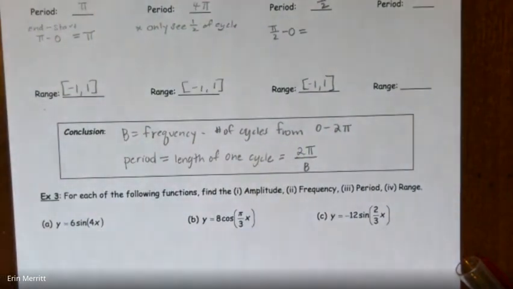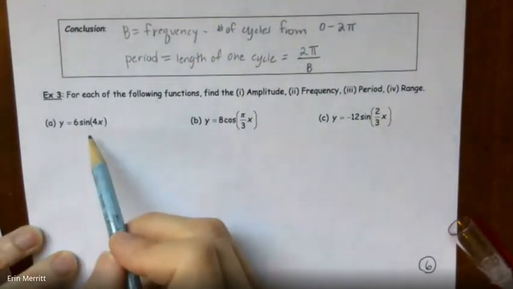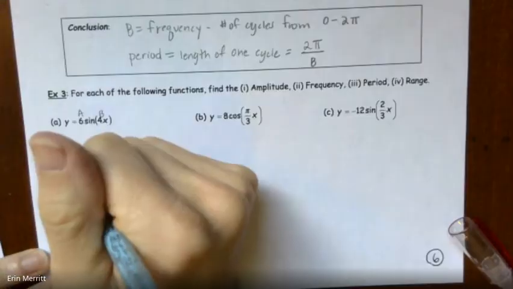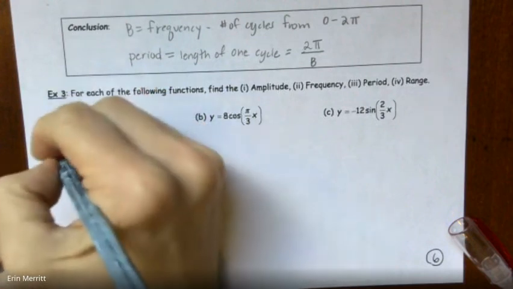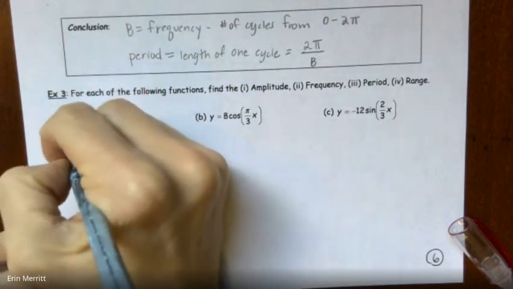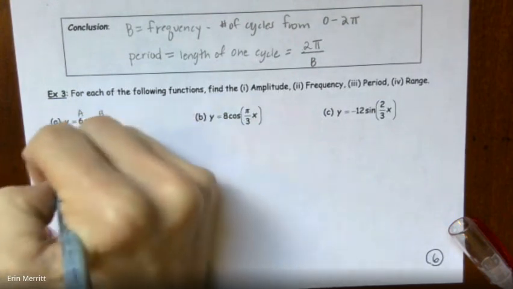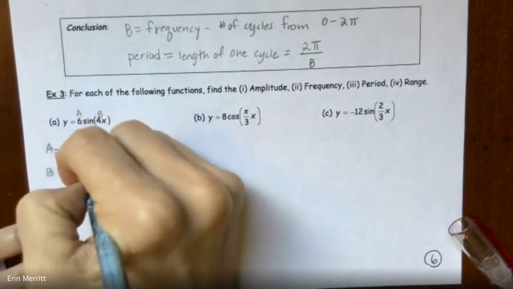We'll save everything else for class. So slide it on down here. The very first one here, y equals 6 sine of 4x. So things that we know about this based on the equation. The A value is 6, which represents the amplitude. The B value, that's 4. That represents the frequency.